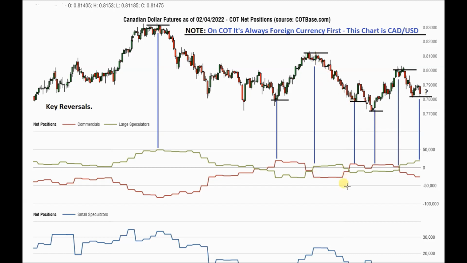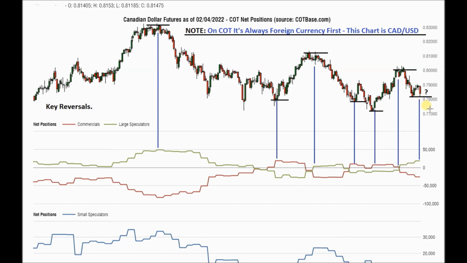We come down. Then the commercials come in long at this bottom, speculators short. We push off a bit. Then the commercials drop down their hedges. Then they come back long, push the price up, speculators still short. Now look what happens at this top here. The speculators come in long right at the top, commercials go short. We do have some downside, a little bit of a rally, a little bit of downside there.